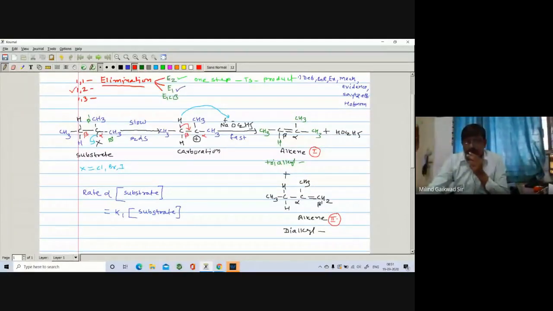Ankita, which is major, first or second? First is a trialkyl and second is a dialkyl. So which is the major compound, either first or second?